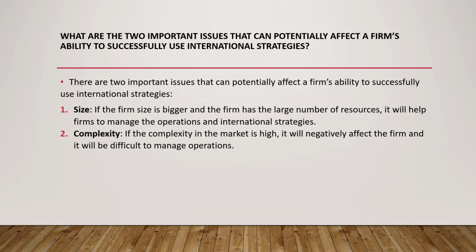Number 1, size. If the firm size is bigger and the firm has a large number of resources, it will help firms to manage the operations and international strategies. Second one, complexity. If the complexity in the market is high, it will negatively affect the firm and it will be difficult to manage operations.